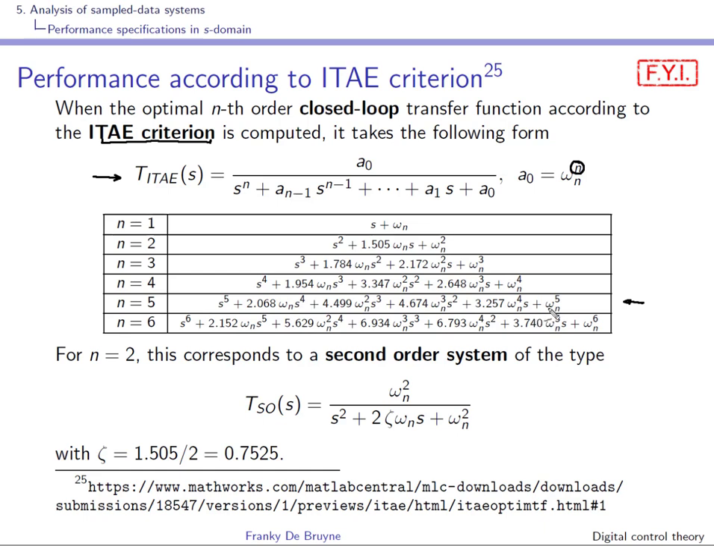Okay, what is very important is that if, for instance, you have n equal to 5, the link that we had between omega n and rise time, for example, is no longer valid, because this was valid for this second order system. Notice also that this transfer function for n equal to 2 corresponds to this second order system, where zeta is this coefficient divided by 2.